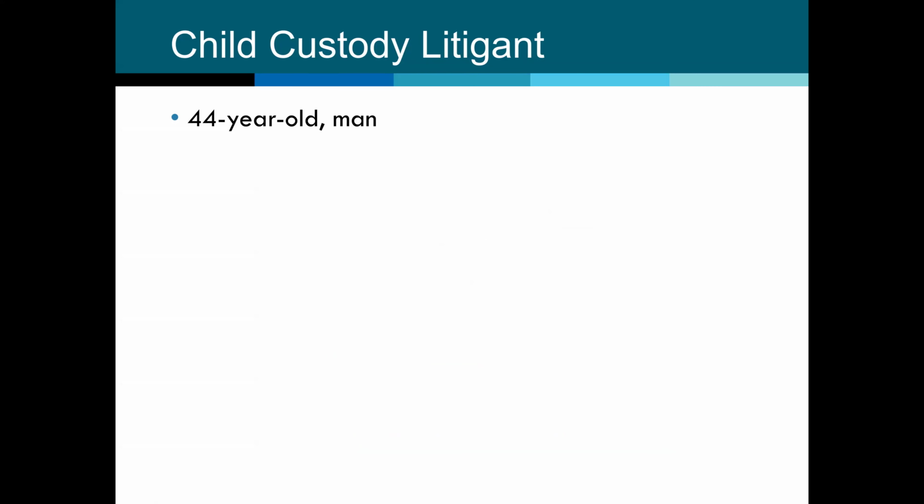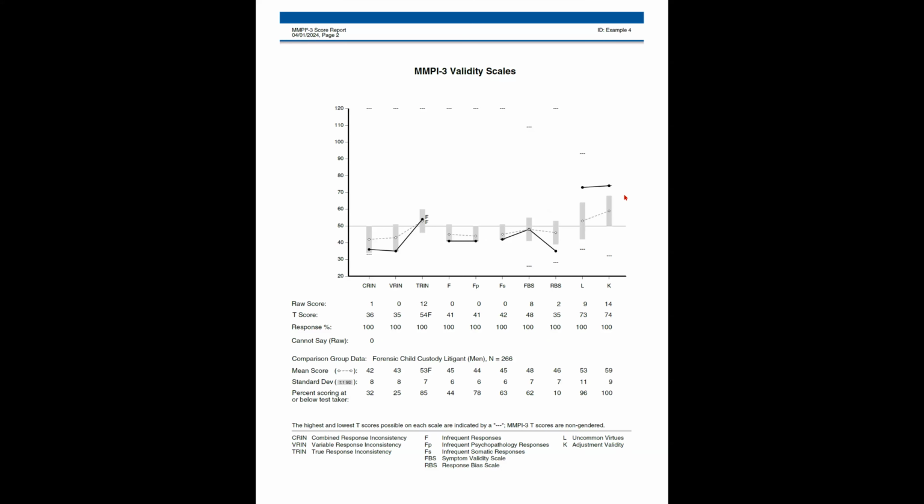Here we're looking next at the protocol of a male child custody litigant. In contrast with the case that we were just looking at, here we do see higher scores on the underreporting scales. In fact, he's at the ceiling. That's the highest possible T-score on the K scale, claiming to be very well adjusted, uncommonly so for a child custody litigant, and also elevated on L, denying minor faults and shortcomings, again, at a level that we don't typically see in child custody litigants.